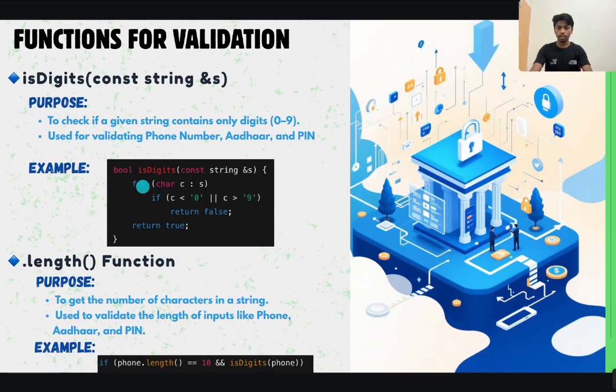Then comes the loop: for character c in string s. This means for every character inside the string s, take one character at a time and store it in variable c. So basically this loop checks each character one by one from the user's input. And if the loop completes fully, that means every character was a digit, then the function finally returns true. So in simple words, isDigit returns true if the string contains only numbers and returns false if there is any letter or any special character.